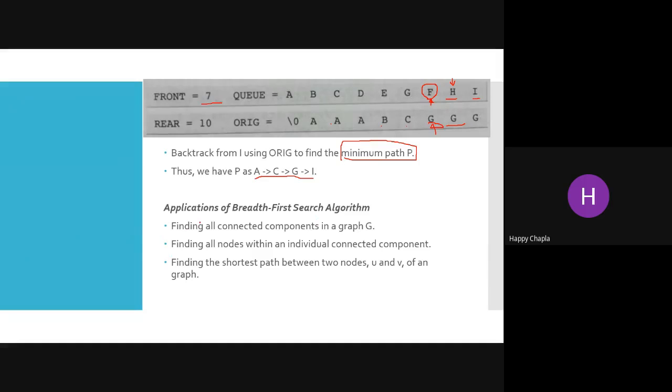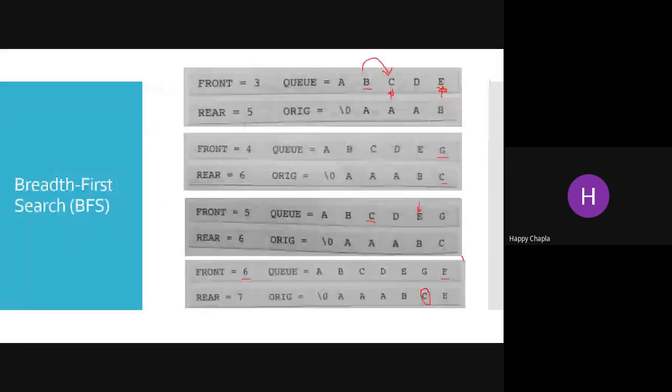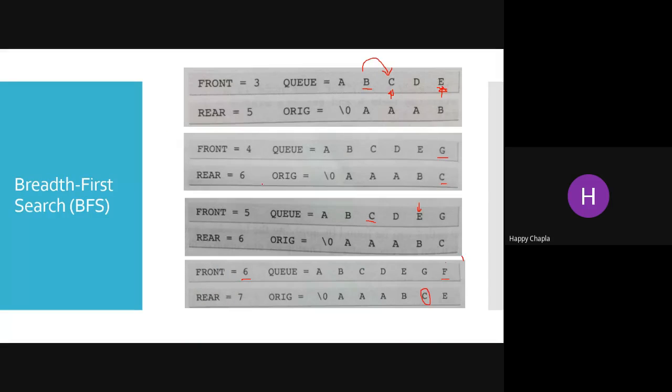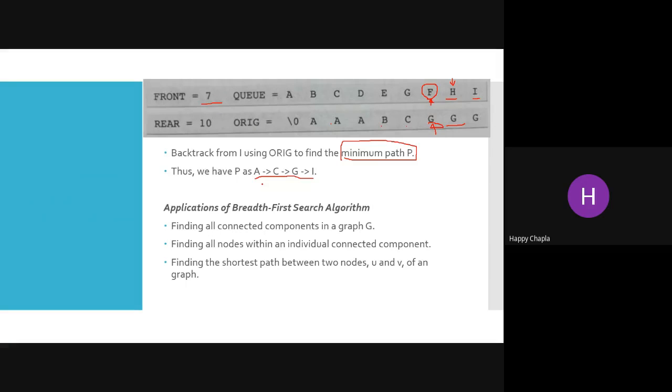Now what are the applications of breadth first search algorithm? Finding all connected components in a graph G. So we can find every connected node of a particular vertex in a graph G. Finding all nodes within an individual connected component, that means for a particular B, I am finding the adjacent nodes, then for a particular C, I am finding the adjacent nodes. But we are not going in depth; we are traversing across the siblings. Also, finding the shortest path between two nodes, U and V, of a graph.